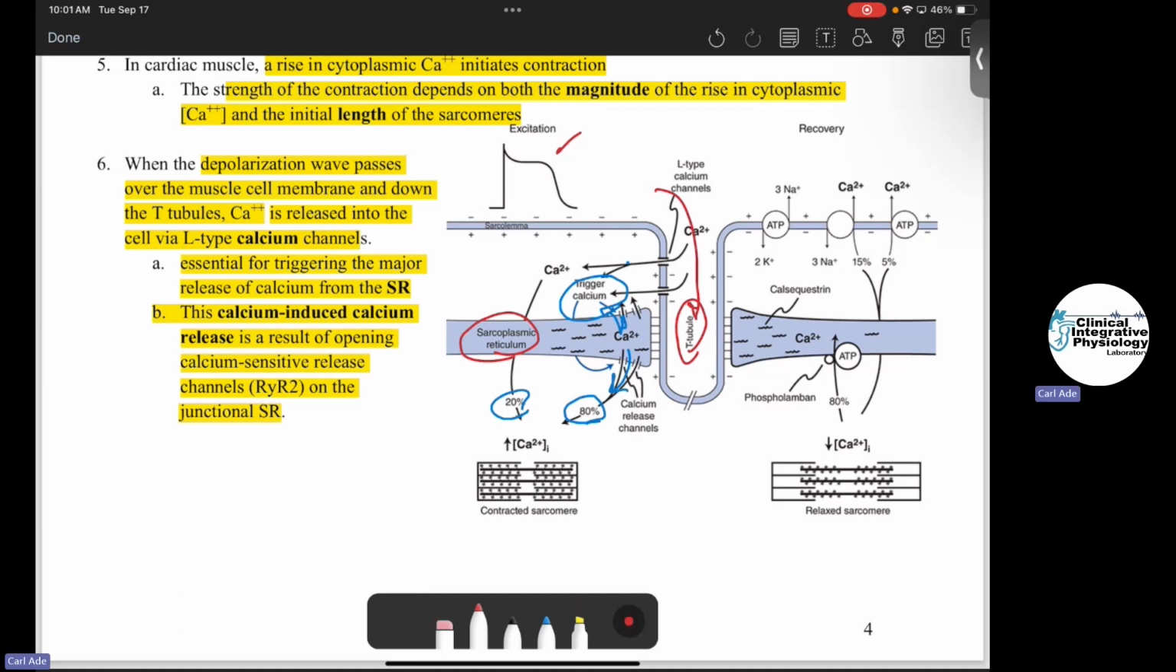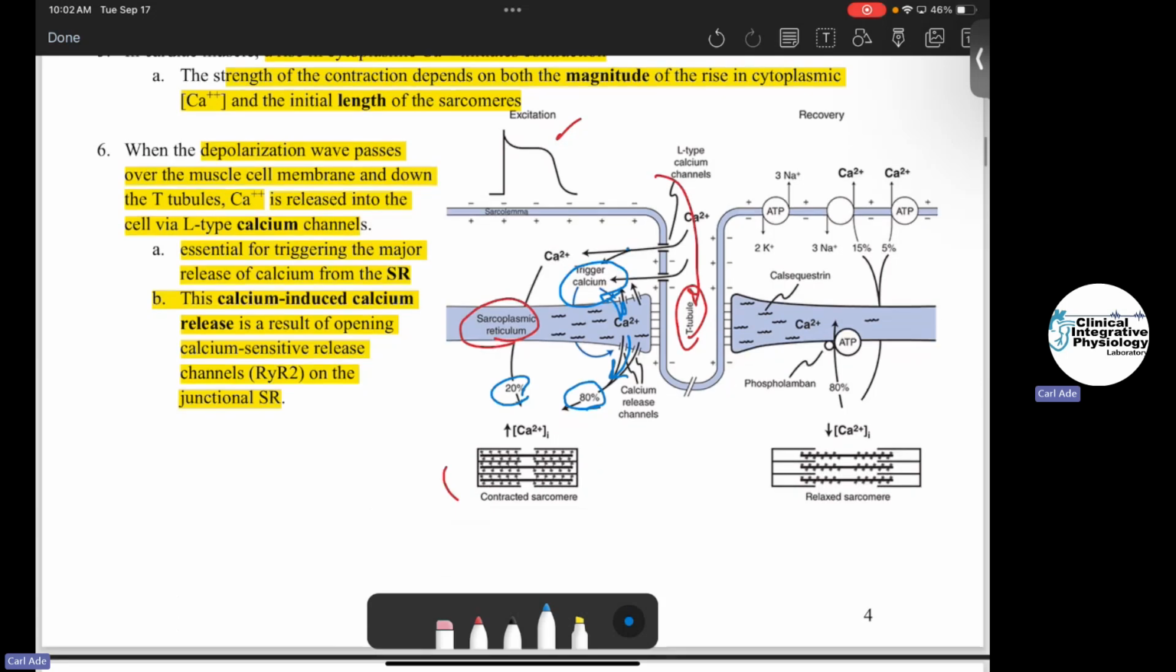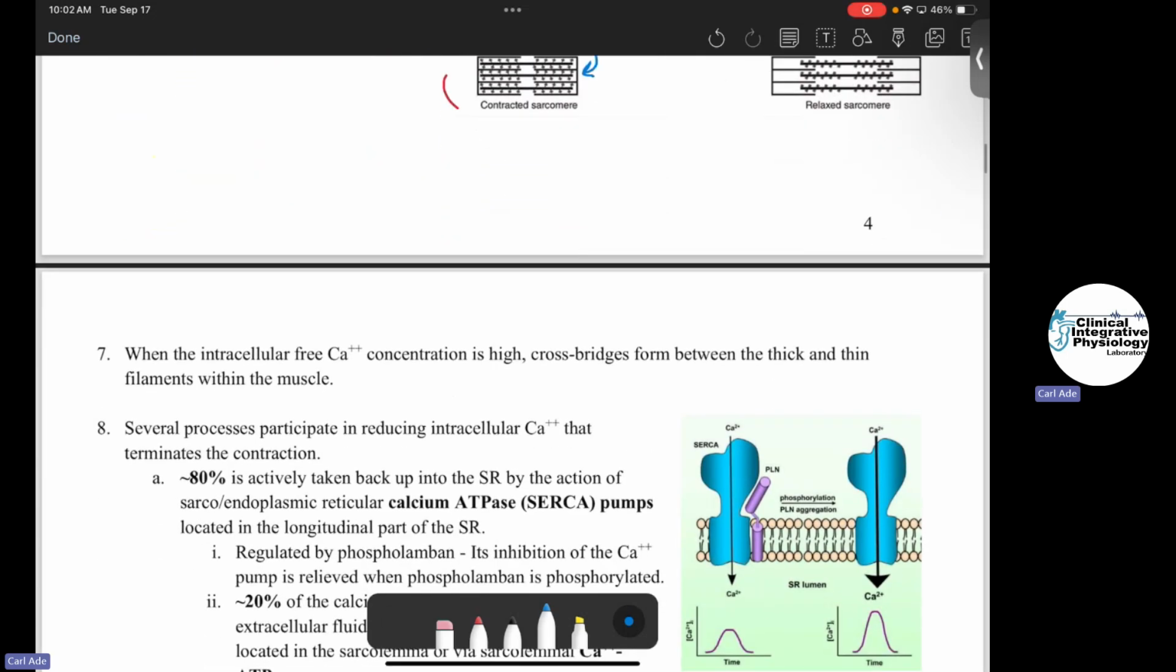And that gives us our contraction. So as intracellular free calcium goes up, this drives the cross bridge formation. So this gives us the basic steps of calcium release. And really, 0.7 here just expands what I just highlighted there. When free calcium is high, we get cross bridges forming between those thick and thin filaments.